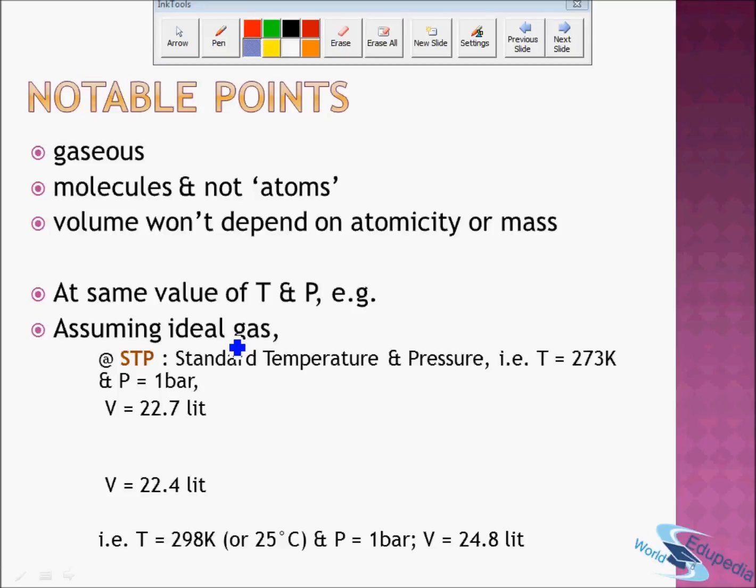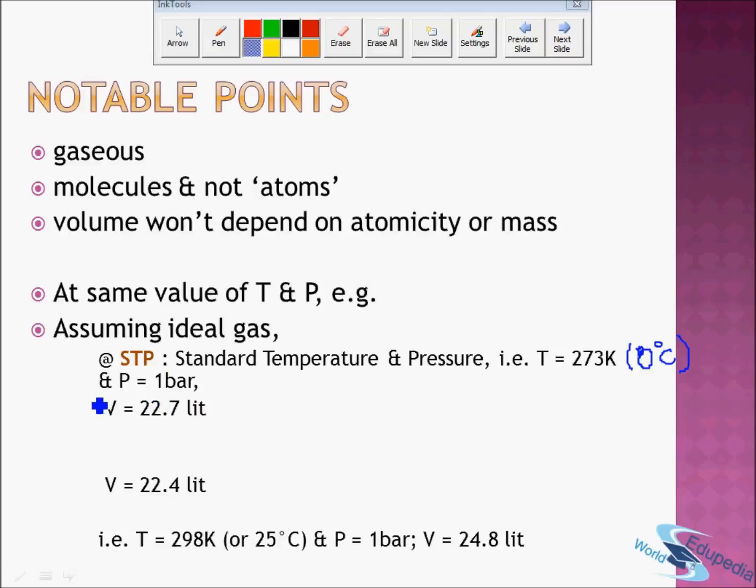Now what do we mean by STP? STP means standard temperature and pressure, that is, temperature is equal to 273 Kelvin. 273 Kelvin is 0 degree centigrade, 273.15 actually, so we approximate it as 273 Kelvin. It means 0 degree centigrade. And pressure is 1 bar. You have to remember this condition: STP means standard temperature and pressure, where temperature is 273 Kelvin and pressure is 1 bar. You have to remember this.